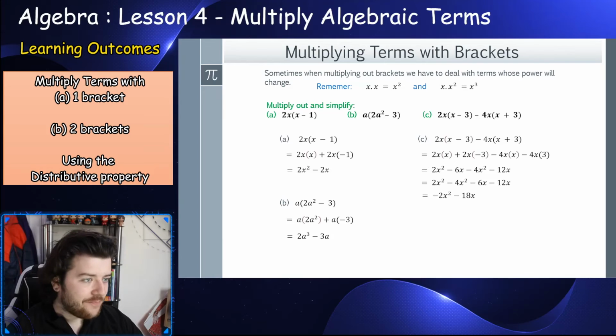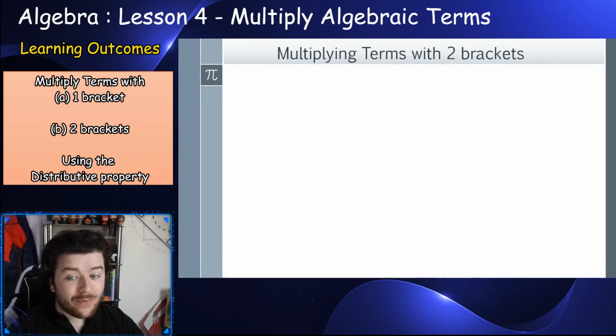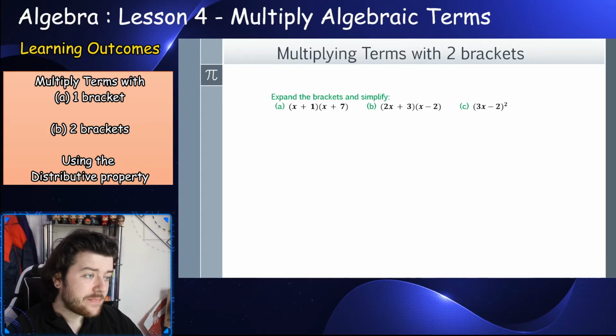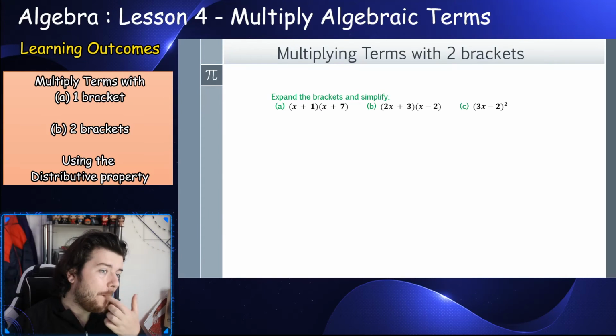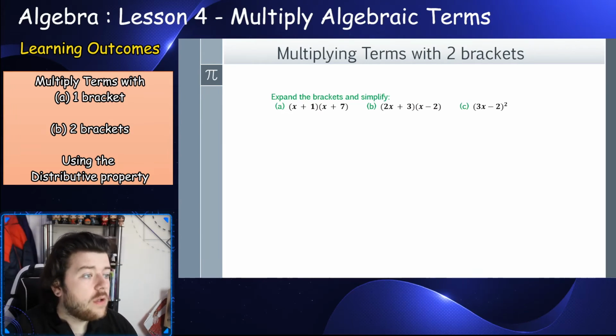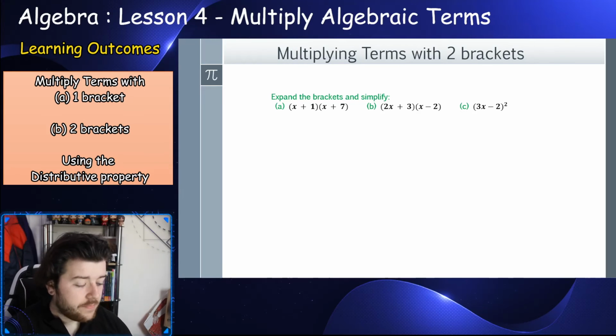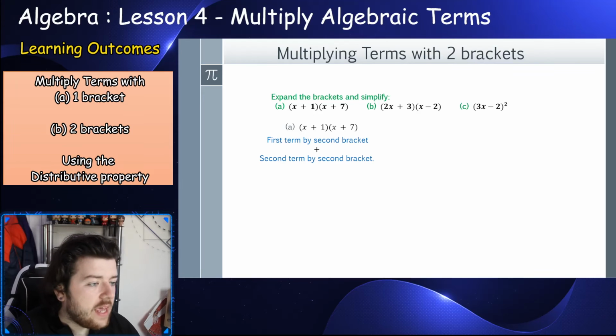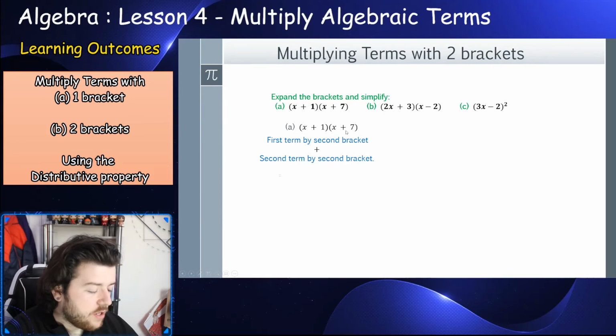Right, okay. Finally, now we're going to be doing it with two brackets. So what I want you to do for this one is, now I have two brackets. I have here bracket x plus 1 times bracket x plus 7. What I do here is I get the first term of my first bracket and multiply it by the second bracket. And then I get the second term and multiply it by the second bracket. So I'll show you an example here.